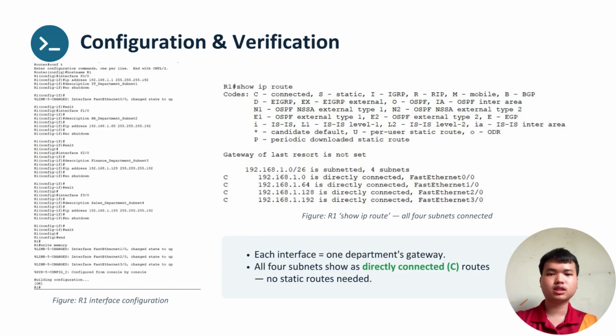For the configuration, I set up the router R1 and both switches. For the router R1, I configured 4 interfaces. The first interface, FastEthernet 0/0, is for the IT department. Next is FastEthernet 1/0 for the HR department. Then FastEthernet 2/0 is for the Finance department. And lastly, FastEthernet 3/0 is for the Sales department. Each interface is the default gateway for its subnet, and I use the no shutdown command to activate each interface. Because all the subnets are directly connected to R1, no static routes are needed.